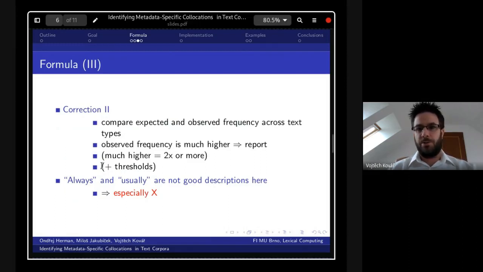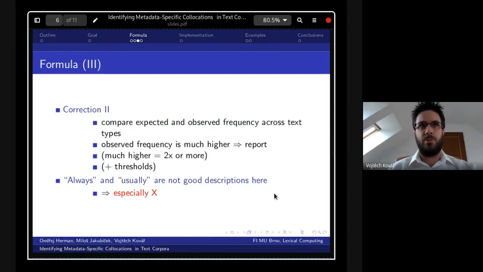We would of course introduce some thresholds so that we make sure that the result is statistically significant, and much higher in our case means 2 times or more higher frequency. We were happy with this formula, with one exception, that always and usually the labels that we started with are not good descriptions here. So we came with another label which says especially X, for example, especially zoology.